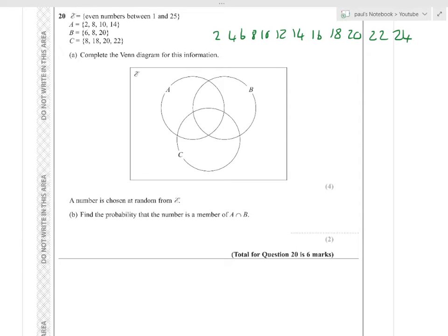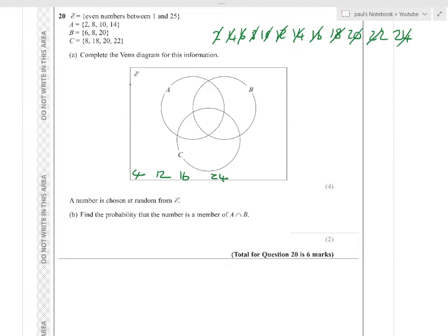Right. So 2's already in there, yeah? We've got a 4. No, so 4 comes outside. 6 is in there. 8, yeah. 10, yeah. 12, nope, so 12 is out there. 14, yep. 16, nope, so 16 is out there. 18, yep. 20, yep. 22, yep. 24, nope, so 24 comes out there.